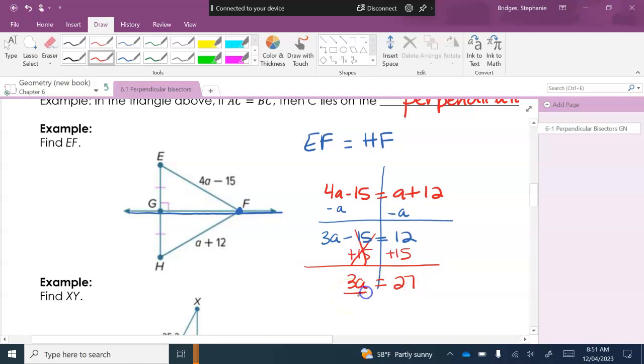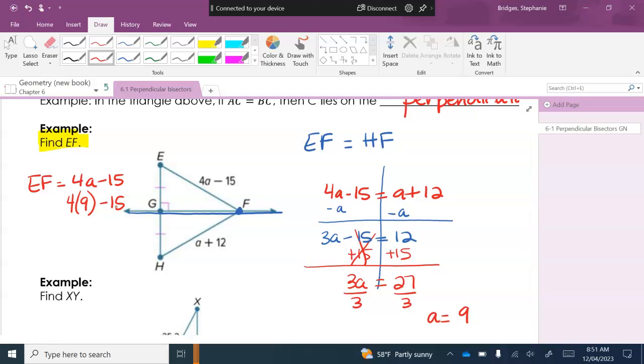And then what? And so A is equal to 9. But is that what they asked me for? Did they ask me to find A? They asked me to find EF. So what is EF represented as? 4A minus 15. So what I'm going to do now is plug in that 9 for A and find the length of EF. So 4 times 9 gives me 36, and 36 minus 15 gives me 21.